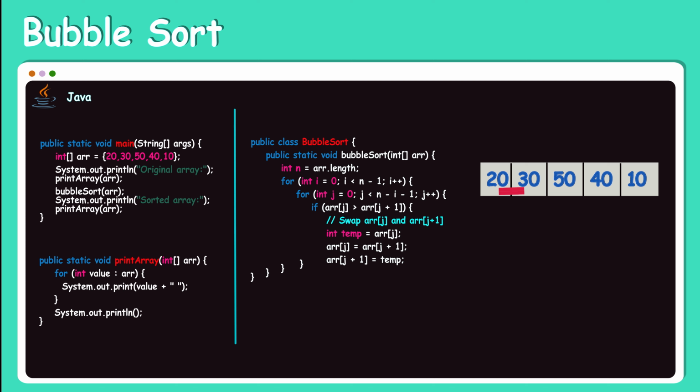In the first iteration, 20 and 30 will be compared. They are already in sorted order and there is no swap. Similarly, next 30 and 50 will be compared and there is no swap. Next, 50 and 40 will be compared. Since 40 is smaller than 50, they have to be swapped.